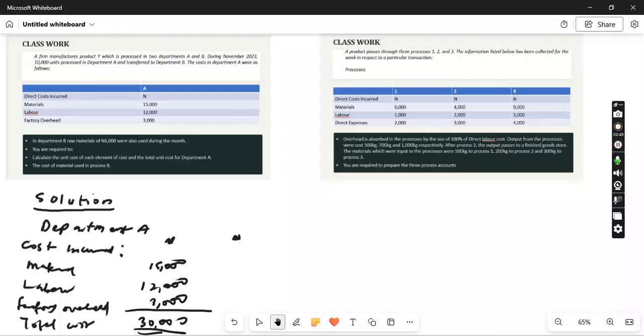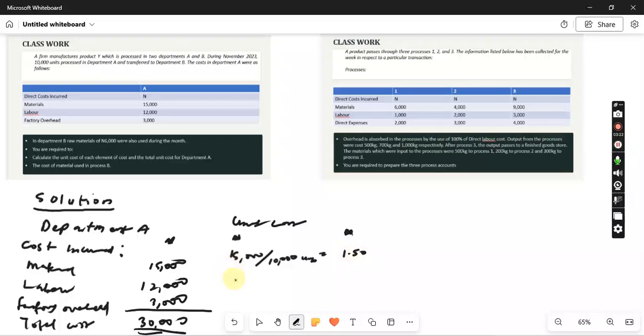And the question said that we should calculate the unit cost. Now for the unit cost, we're told that we have 10,000 units produced, so that will be 15,000 naira divided by 10,000 units. That will give us naira 1.50.